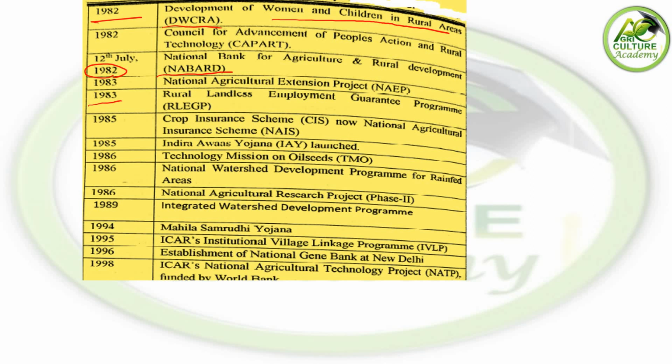1985, Crop Insurance Scheme, CIS, now National Agricultural Insurance Scheme, NAIS, full form. 1985, National Agricultural Insurance Scheme. 1985, Indira Awas Yojana, IAY, launched. 1986, Technology Mission on Oilseeds, TMO. 1986, National Watershed Development Program for Rainfed Areas. 1986, National Agricultural Research Project. Then 1989, Integrated Wasteland Development Program. 1994, Mahila Samriddhi Yojana. 1995, ICAR Institution Village Linkage Program, IVLP.